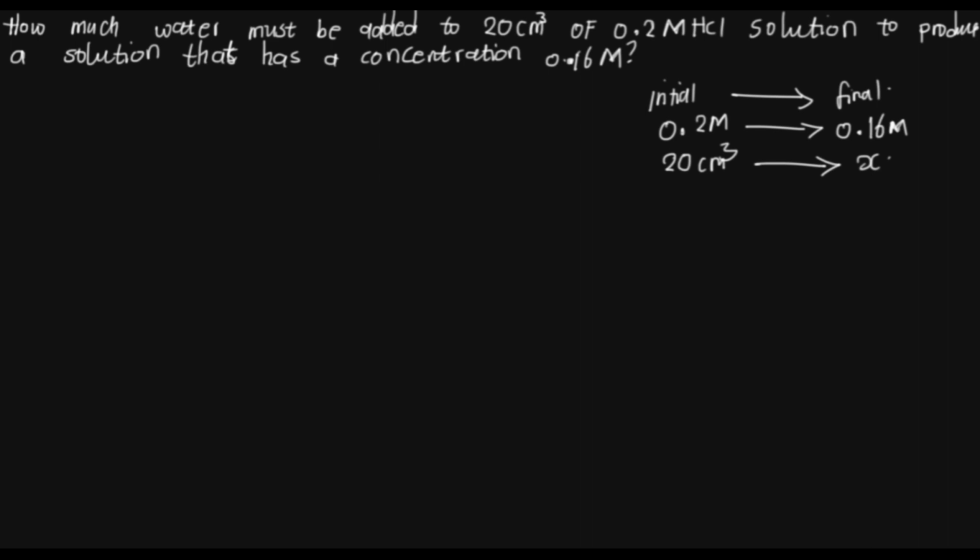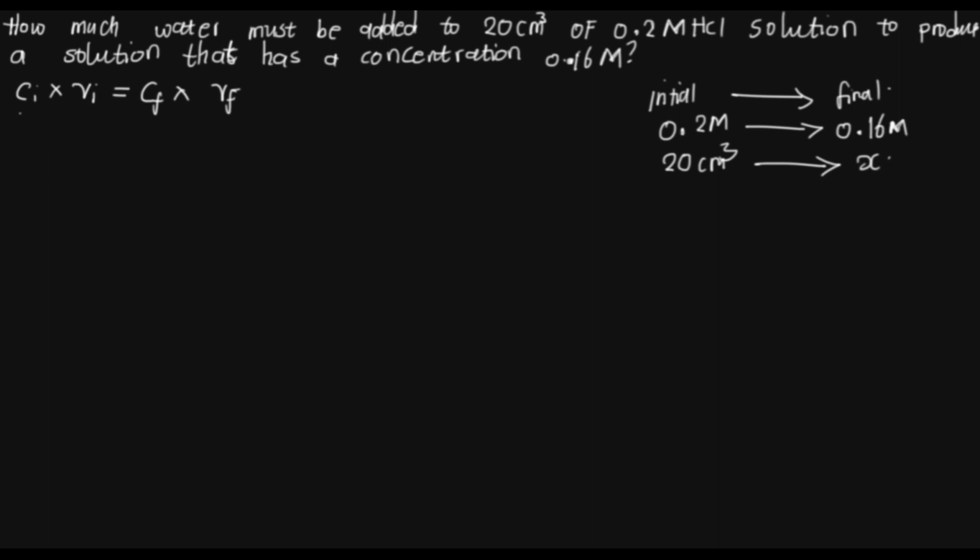So now what we are going to do here is, first we have the initial volume, so we are going to find the final volume. Then from the final volume we'll be able to see the amount of water which was added. So now let's go back to our formula. So our formula, we said initial concentration times the initial volume is equal to final concentration times the final volume.